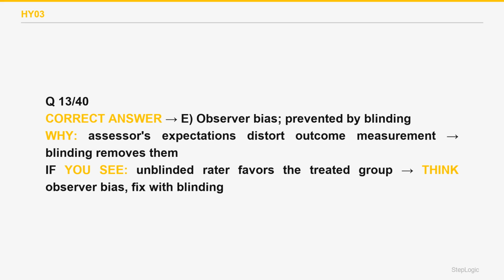Selection bias concerns how subjects enter or are grouped, not how an outcome is rated, and randomization addresses selection rather than biased assessment. Choice B, wrong. Recall bias is about subjects' memory of exposures and is not fixed by matching in this scenario. Choice A, wrong. An assessor's expectations skewing the rating is observer bias, prevented by blinding.